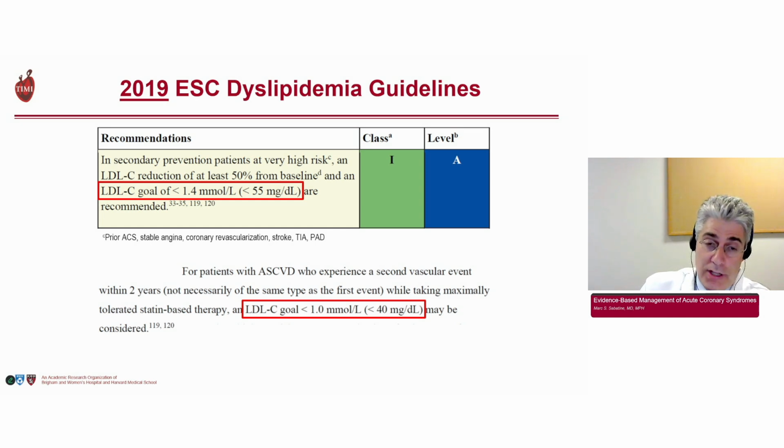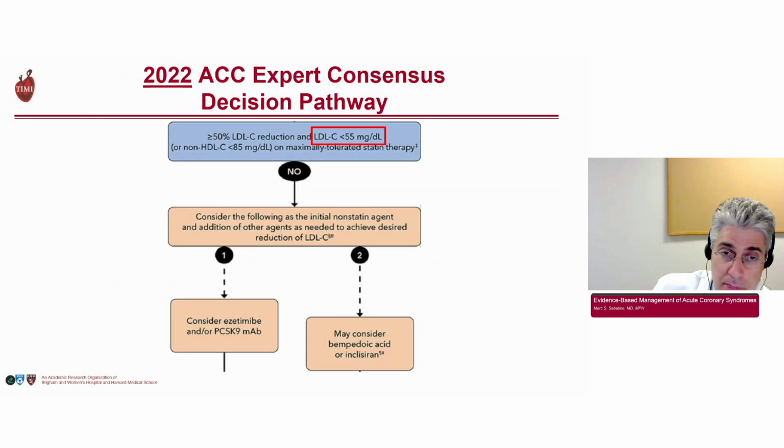But what we did put in the guidelines was to consider, for patients with recurrent events, an even more aggressive target of under 1 millimole per liter, or 40 milligrams per deciliter. And personally, that's what I target for all secondary prevention patients.